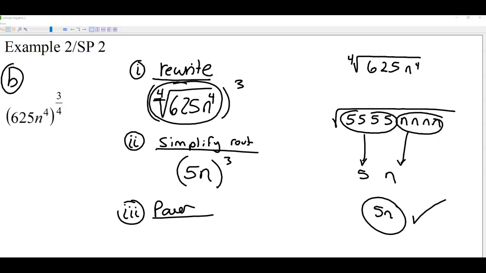All right, so Alonzo, what did you get for 5n to the 3rd power? Good. So that's 5 to the 3rd. And then we're also going to raise n to the 3rd. So since there's nothing there, you can just do 3 times 1 is 3. So the final answer would be 125n to the 3rd power. Okay? So there's your 3 steps. Rewrite it, simplify it, do the power.